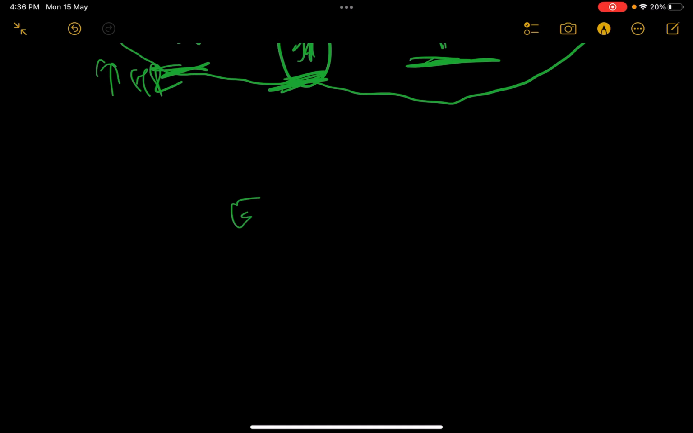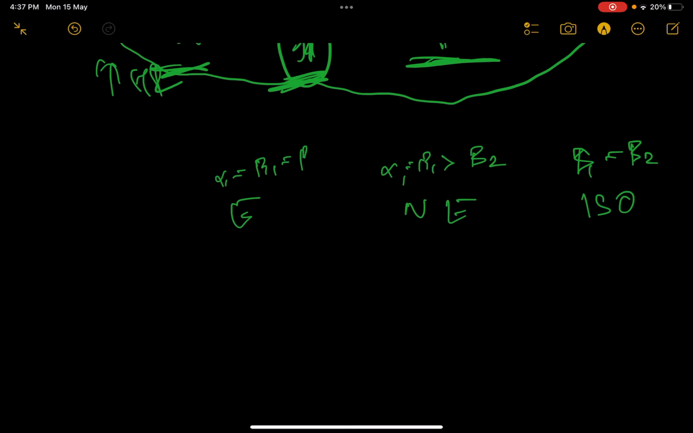So let me just write epinephrine, then norepinephrine, and isoprenaline. As I said, beta 1 equals to beta 2. First, let me write them down. Norepinephrine is alpha, because it's a vasoconstrictor, alpha 1 equals to beta 1, which is greater than beta 2, as I've said. Okay, and epinephrine is all of them. So alpha 1 equals to beta 1, which is equal to beta 2. Now, first thing we need to talk about is heart rate. What is going to happen to the heart rate of this entire scene?